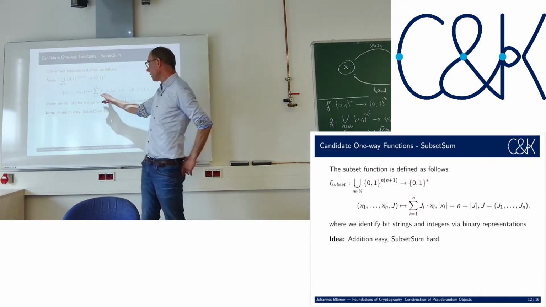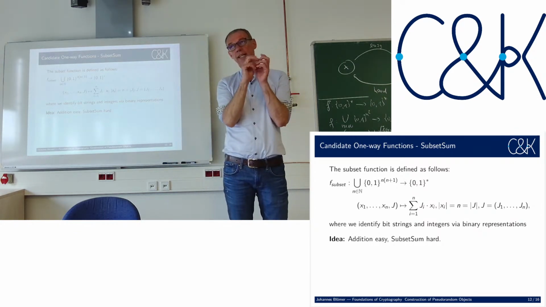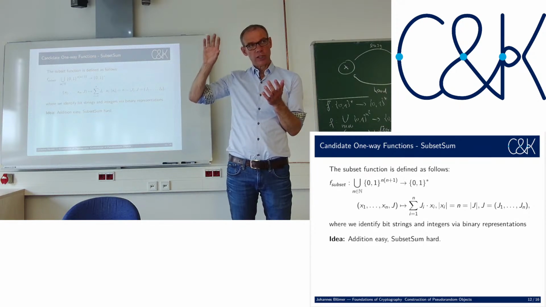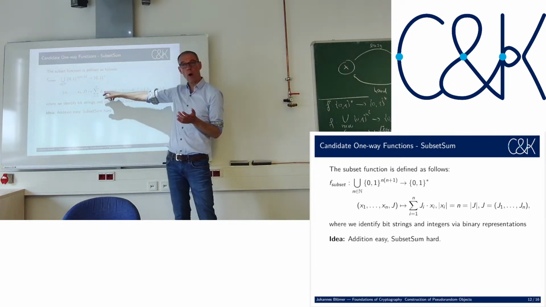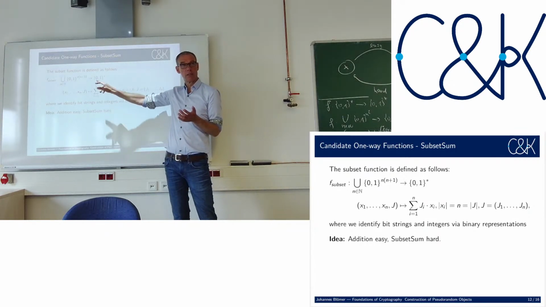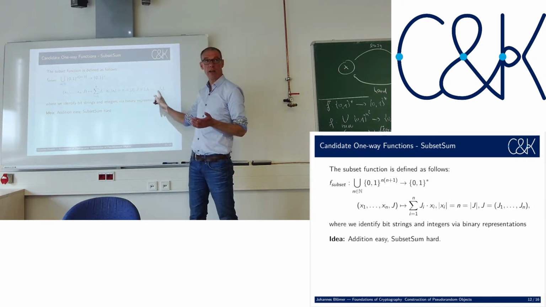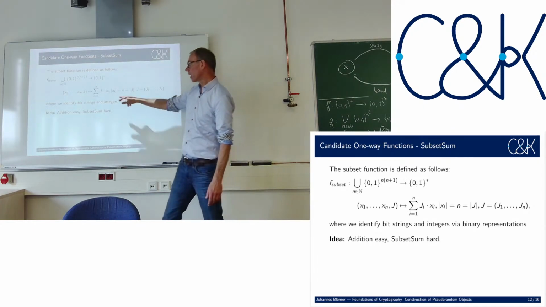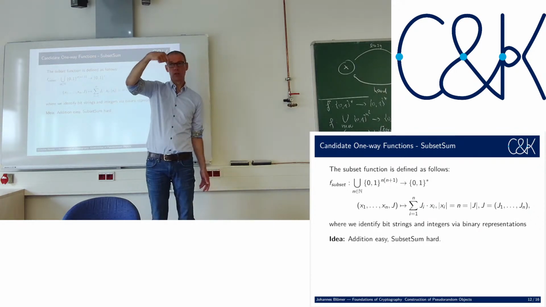So what that means is that from the integers x1 through xn, I pick those whose index corresponds to index 1 in J. So this J, you can identify with a subset of the indices 1 through n, namely those indices where ji is 1. And you just add up those xi's that are included in the subset corresponding to J.